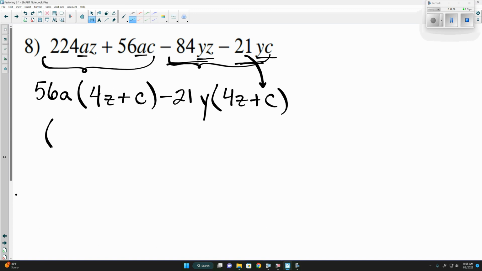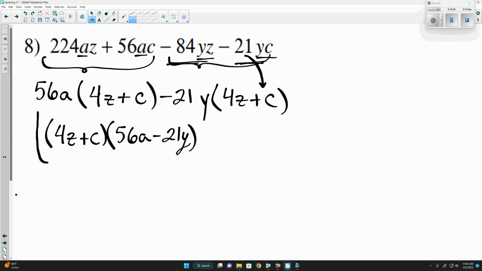Now the last thing for this here is factoring 4z plus c out of both. If we factor it out of the first term, we'll have 56a minus 21y. And if it asks us to factor it by grouping, this here would be the final answer.